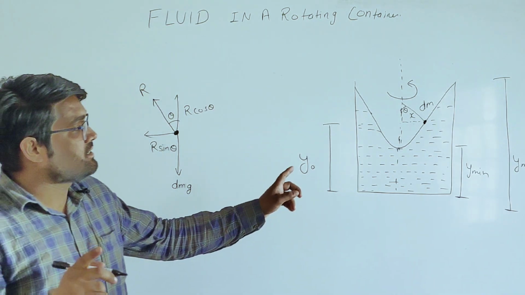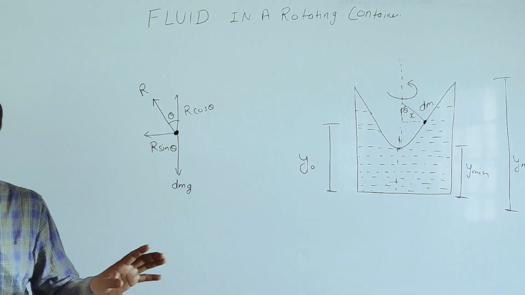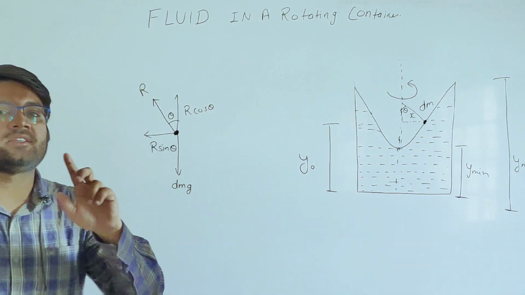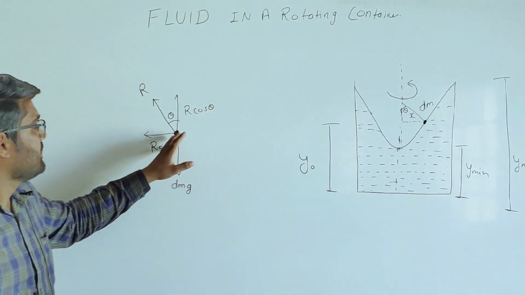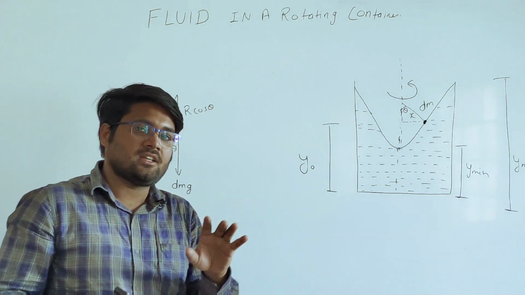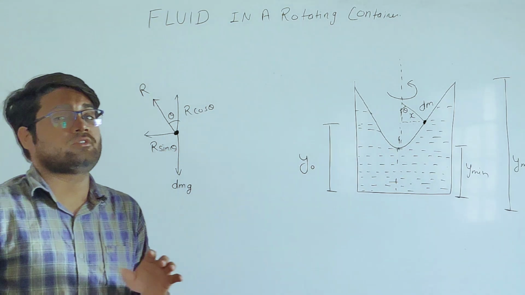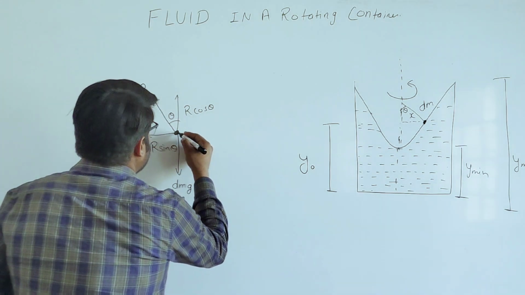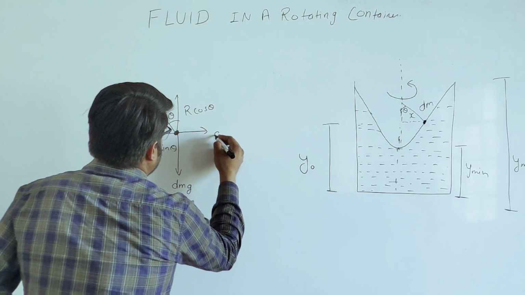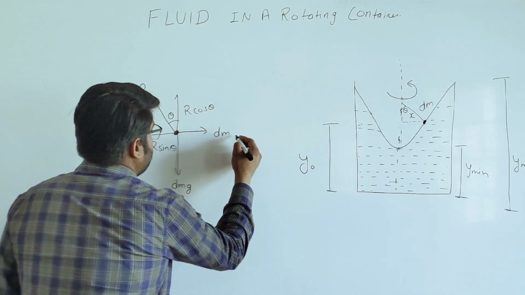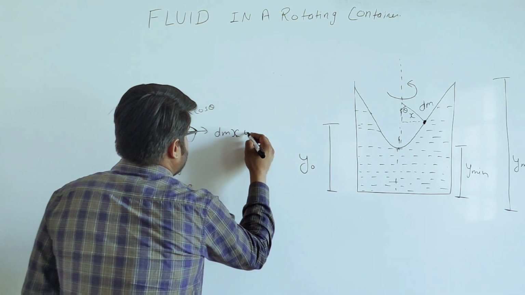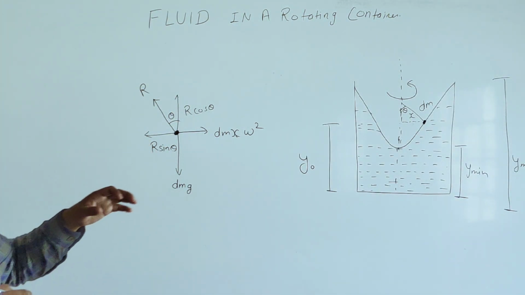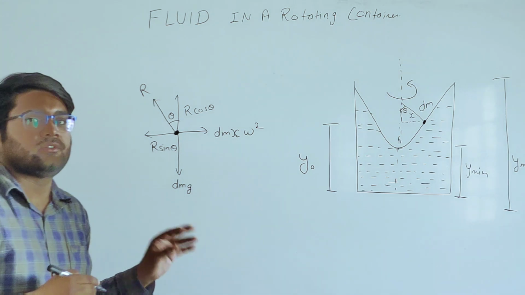Another thing is that since the container is rotating, the fluid is also rotating with it, so this mass is traversing a circular path. Due to traversing a circular path, it must have centripetal force, and in fact the centrifugal force will act outward. It is dm, the distance is x, so dm x omega square. So these are the forces acting here, and we resolve all the forces.